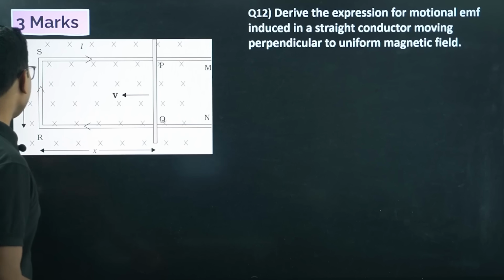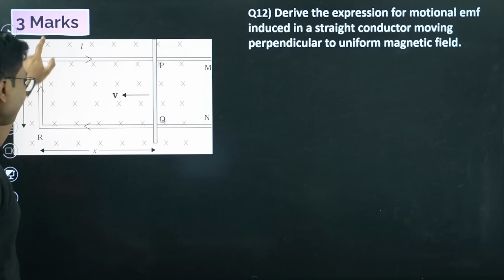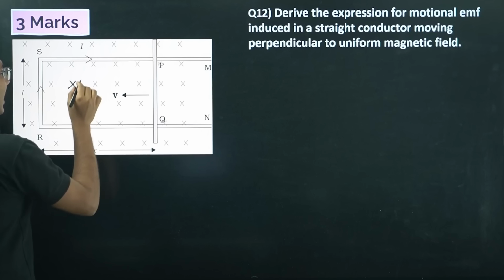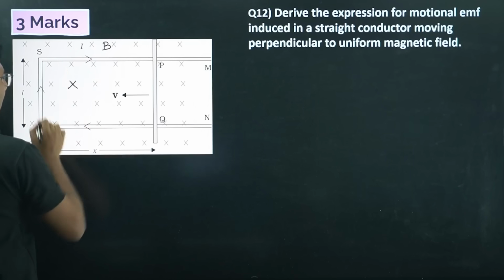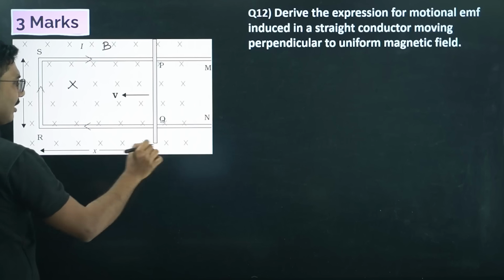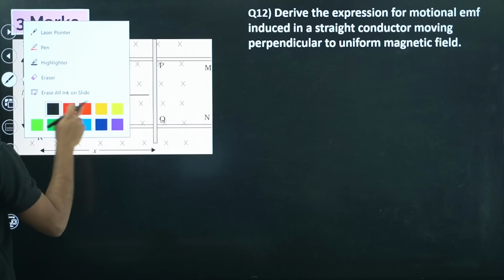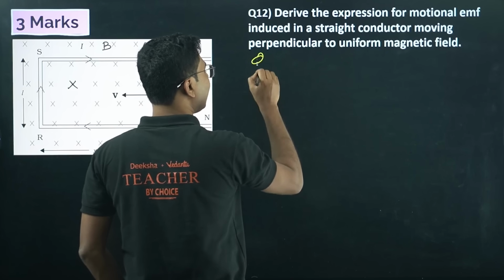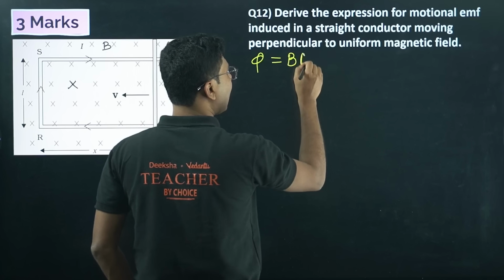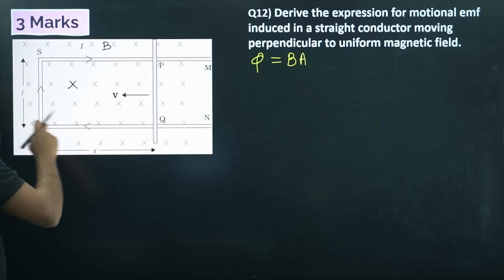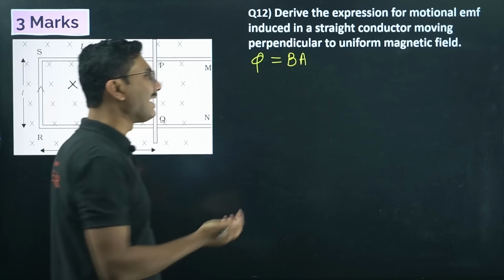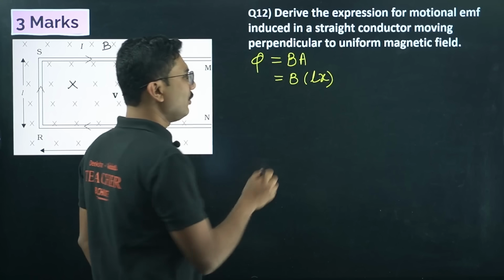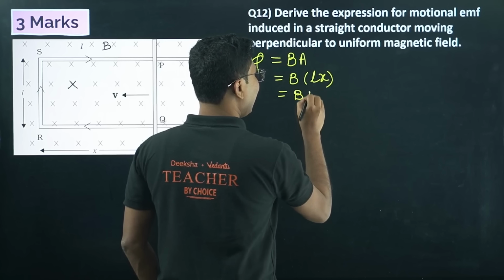Now next is, derive the expression for motional EMF induced in a straight conductor moving perpendicular to the uniform magnetic field. So first of all, the diagram is compulsory, this kind of diagram. Here this cross represents the magnetic field into the paper. That magnetic field is given by B. The length is given by L and the width is given by X. Now what is the flux linked with this coil at this particular time? The flux linked with anything is given by magnetic field into area. Here it is a rectangular surface, so the area is very simple, L into X. So you can say the flux linked is B L X.